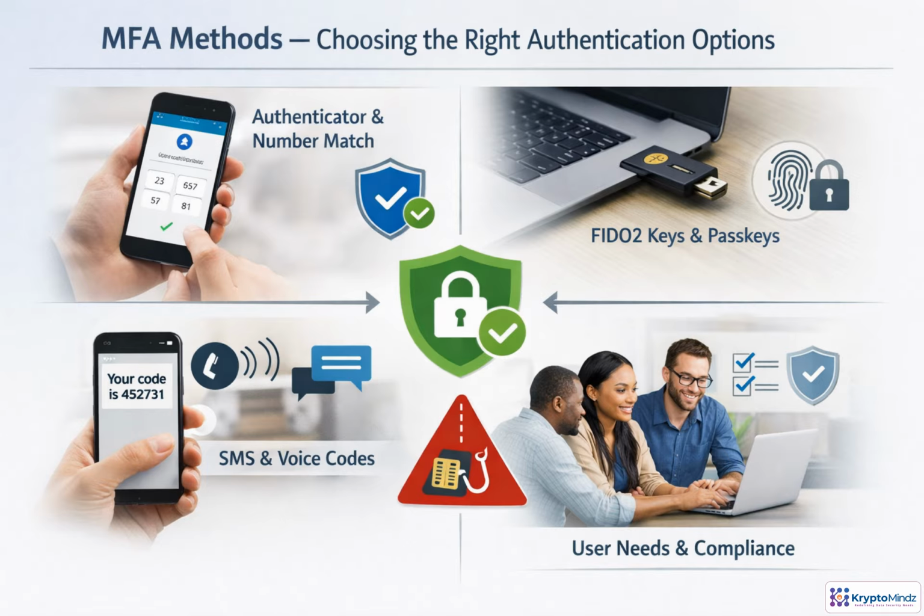Choosing an MFA method means balancing security strength with user adoption. Authenticator push with number matching is often a strong default because it is familiar, mobile-friendly, and helps prevent accidental approvals. For privileged admins, executives, and high-risk users, FIDO2 security keys or passkeys should be the goal because they are phishing-resistant. SMS and voice can help during migration, or for users with limited device options, but they carry risks such as SIM swaps and social engineering. The best strategy is layered. Match methods to roles, compliance requirements, accessibility needs, and support capacity.